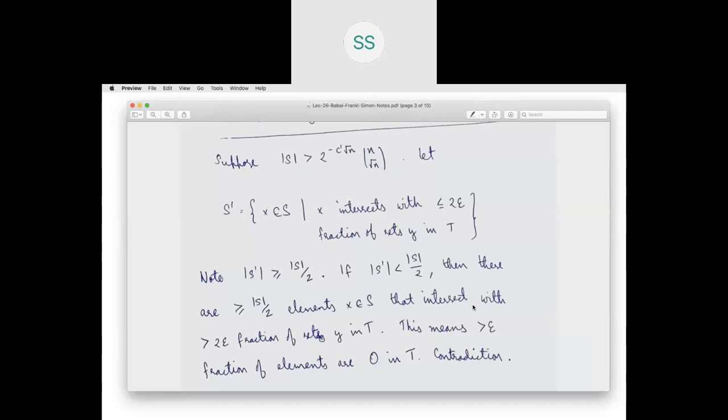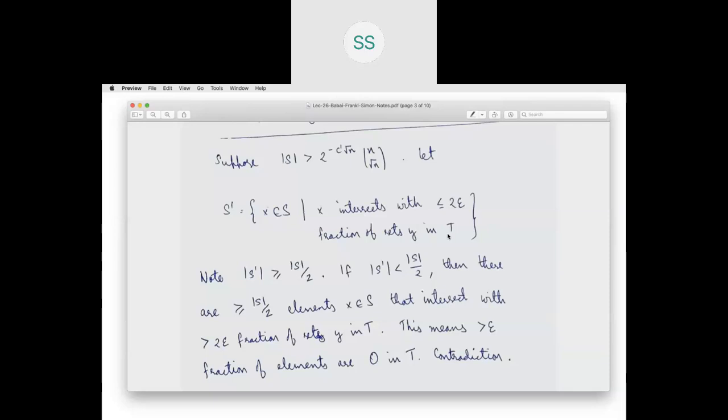So suppose S is bigger than 2 to the power minus C dash, okay, not C, but C dash, square root n, n choose square root n. What C dash is, we'll come to later. But suppose S is bigger than this. Now we define S dash to be those sets X in S such that X intersects with at most 2 epsilon fraction of Y in T.